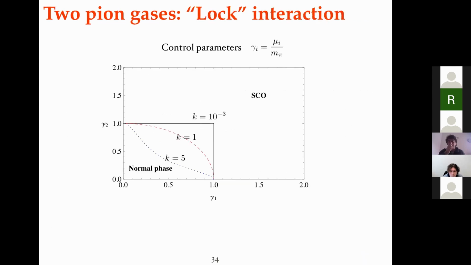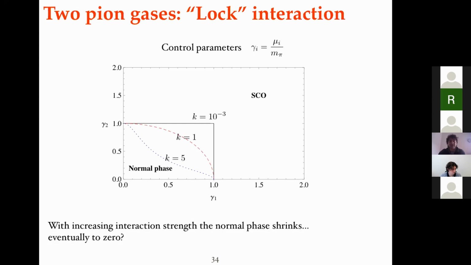But then if you use the locking interaction, we find something weird, which is the fact that, apart from the axes gamma 1 and gamma 2, you have always simultaneous condensation. If you increase this coupling, the normal phase shrinks. And it seems that you can crank up this number to extremely large values, so that the normal phase completely disappears. But is this physical or not?